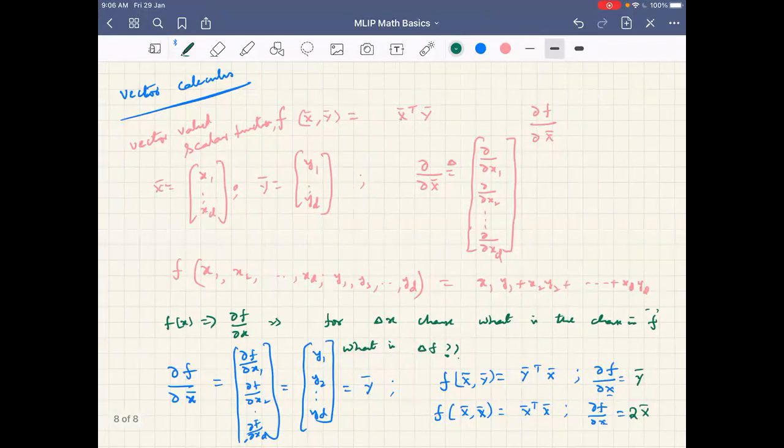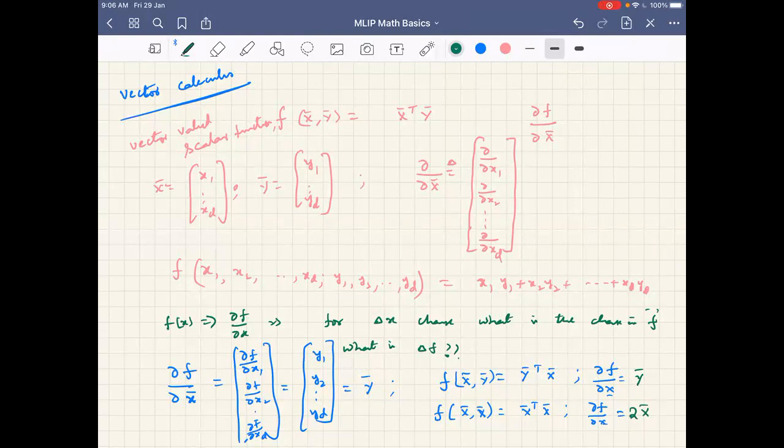So we started a discussion with the properties of matrices. We discussed rank, determinant, eigenvalues, eigenvectors, how to find them, and then we ended up with vector calculus. We have seen how to do differentiation when we have a function of a vector. It's a scalar valued function, but it operates on a vector. Now let's move on to the subsequent discussions.